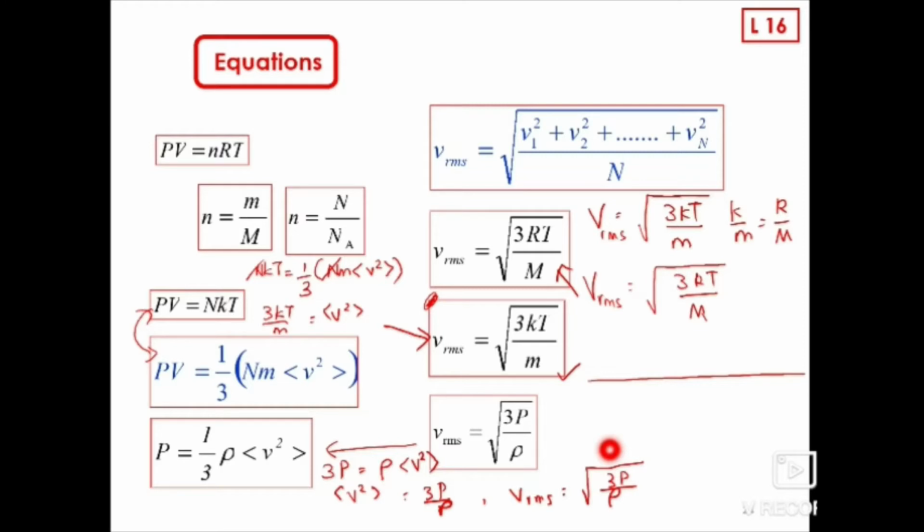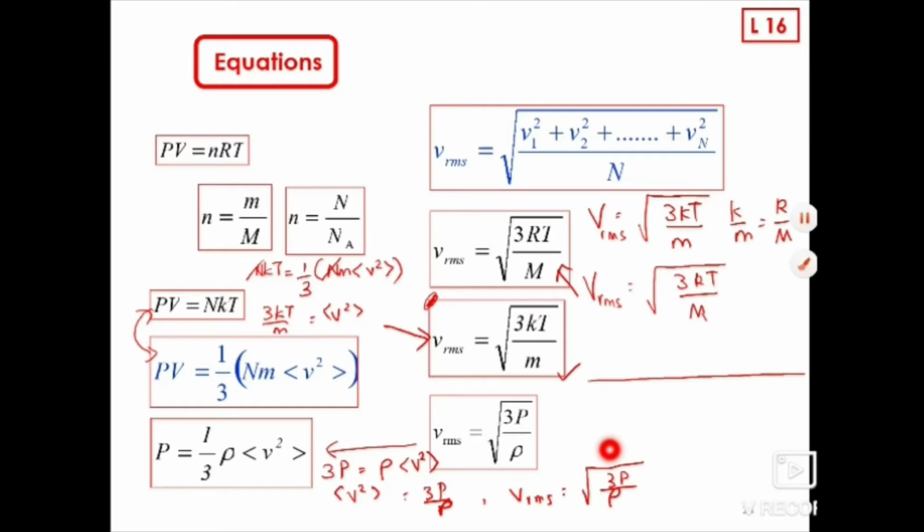Okay, so there are 4 equations for VRMS. The first one comes from the definition, and another 3 we get from the derivation of the equation, and we relate with the pressure and also with the gas constant and pressure. Okay, that's all for our second subtopic and the discussion of root mean square of gas molecule.